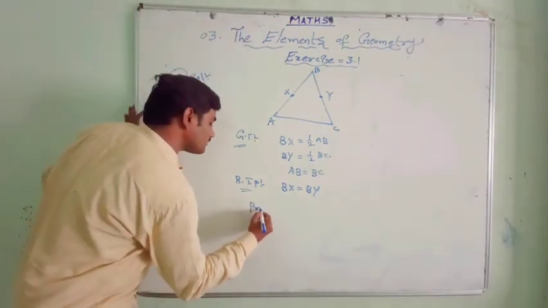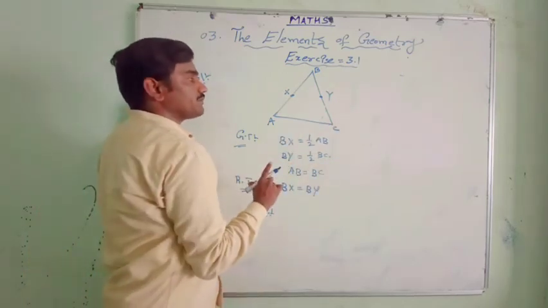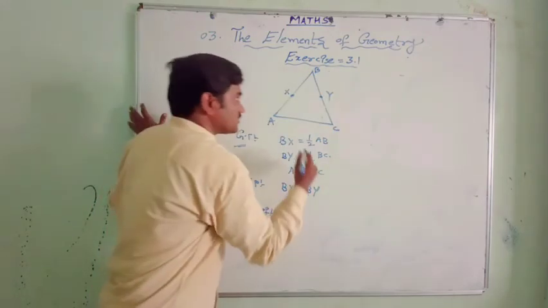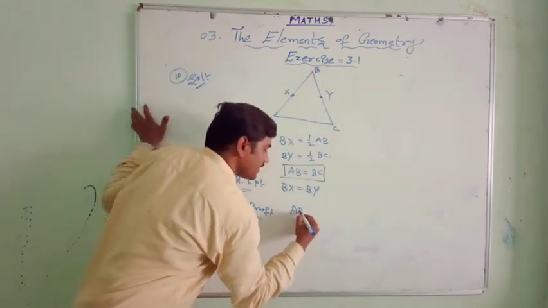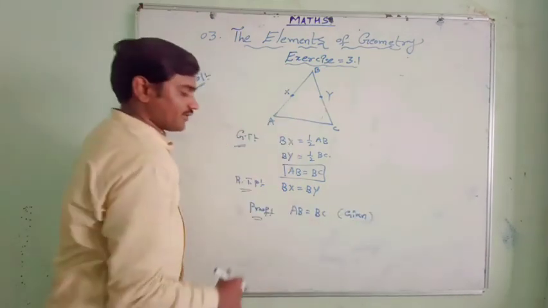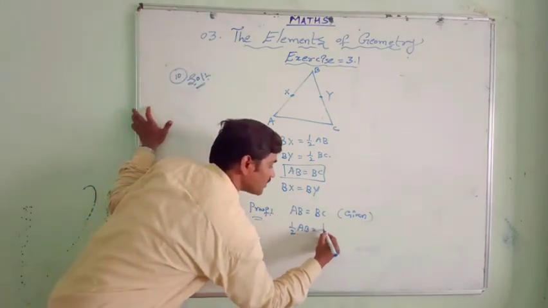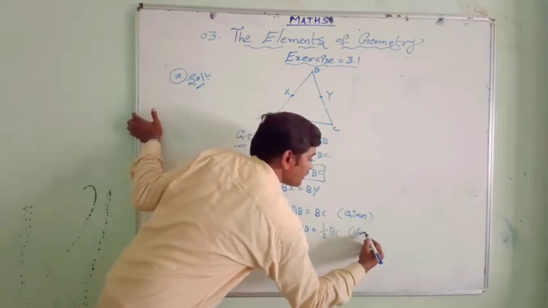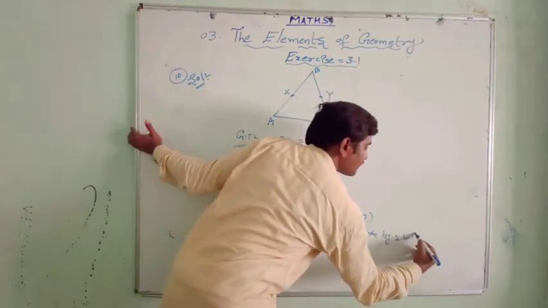So how can we prove that? Here is the proof. As is given, AB is equal to BC. This is what is given here. Let us take this condition, AB is equal to BC. So let us take half of AB and divide BC by 2, both sides.